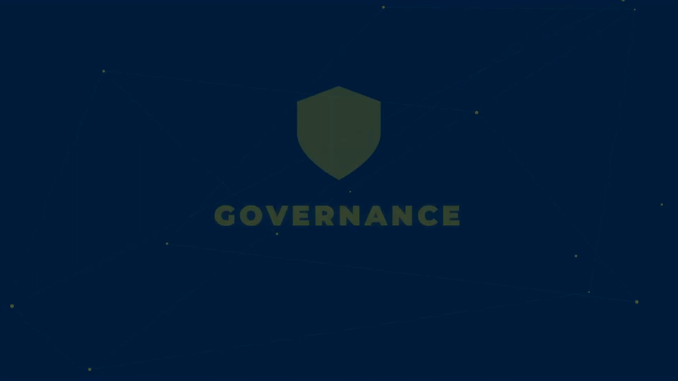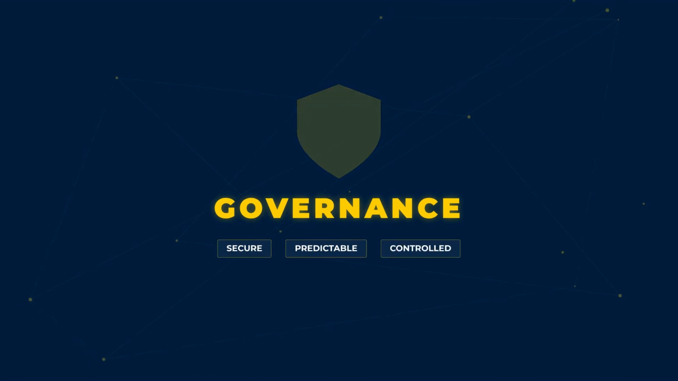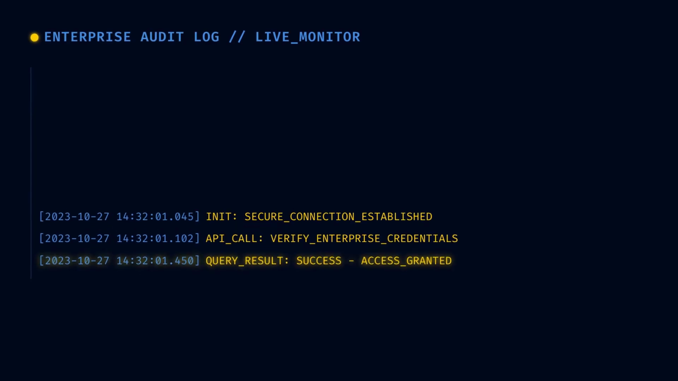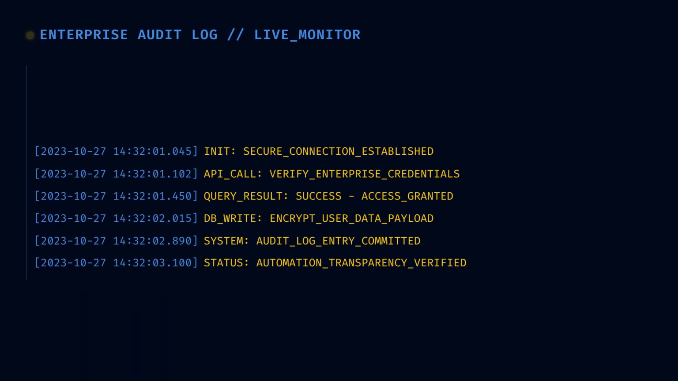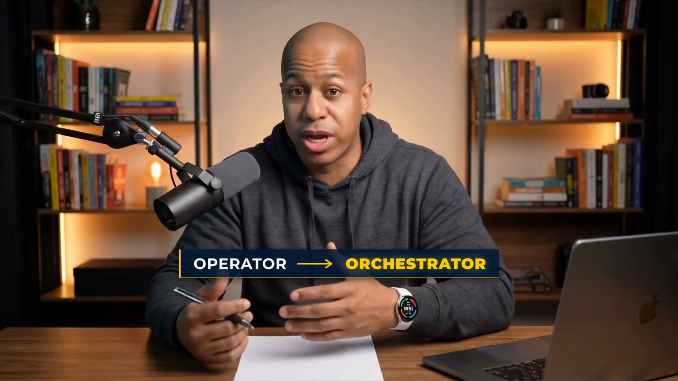Crucially, it operates inside your existing governance. It's secure, predictable, and fully under your control. Every action is logged, ensuring that your automation remains transparent and your data stays protected according to enterprise standards. This is the real shift. We are moving from being Marketo operators to being Marketo orchestrators.